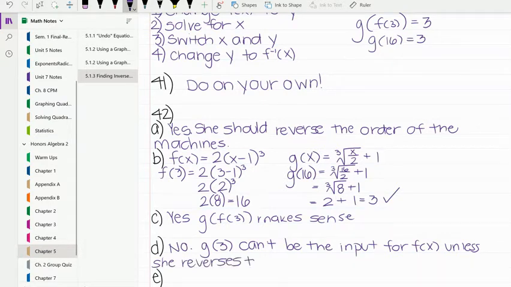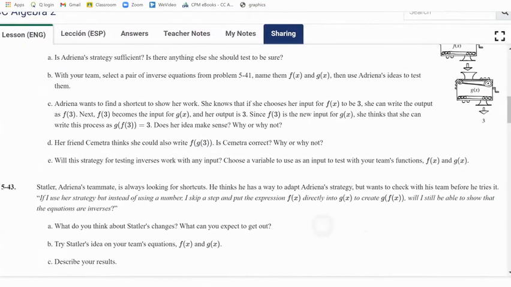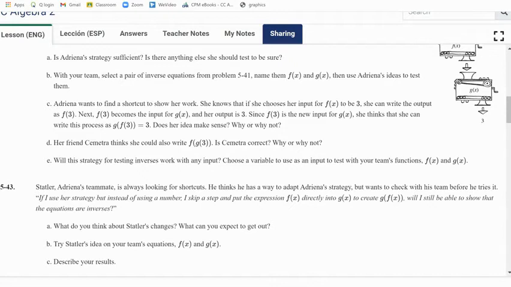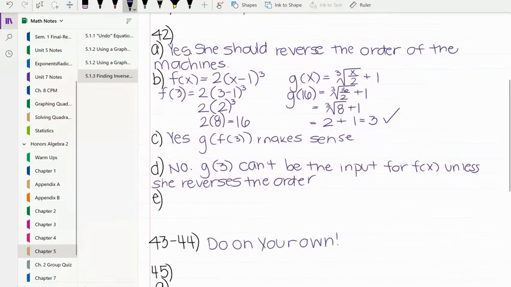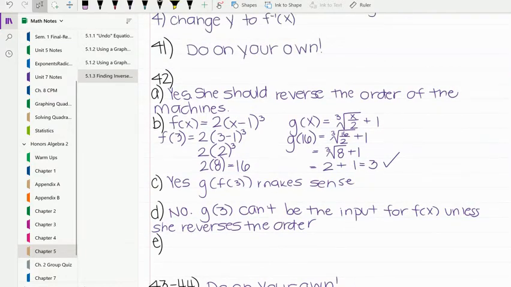Okay, so moving on to part E. Part E says, will this strategy for testing inverses work with any input? Choose a variable to use as an input to test with your team's function f of x and g of x. Really what they're saying is, if we chose another number, would it still work? So let's just look at it in our heads.